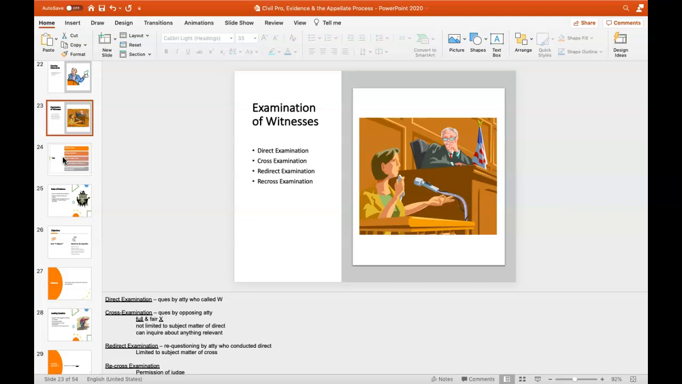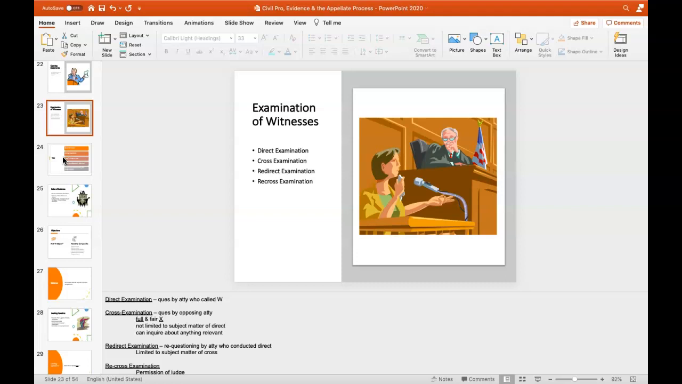Cross-examination follows direct examination. This is examination of a witness called by the opposing counsel. Here, the lawyer may use leading questions and often begins with, "Isn't it true that?" The goal with cross-examination is to attack the credibility of the witness. One way to do this is to show that the witness is not truthful or does not have her story straight.